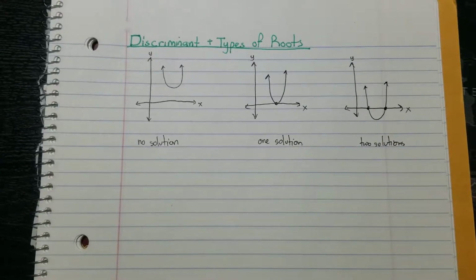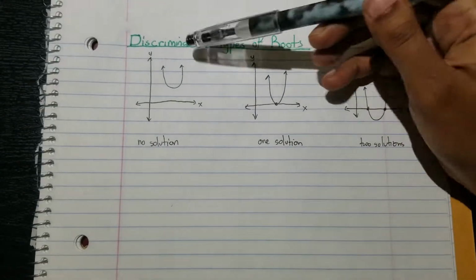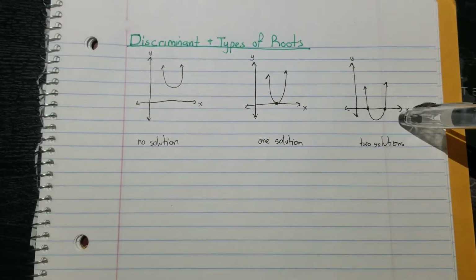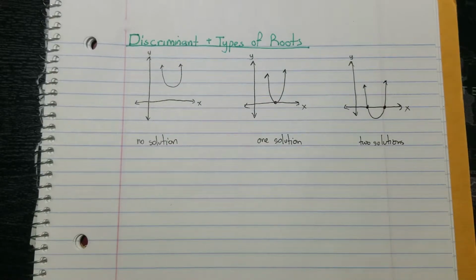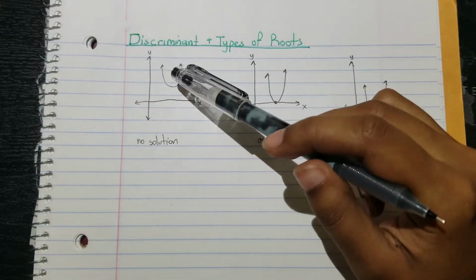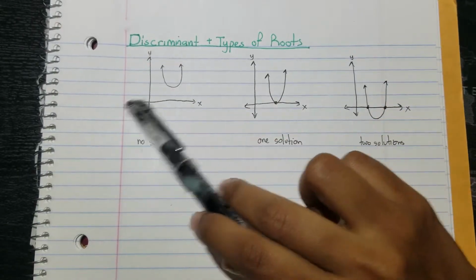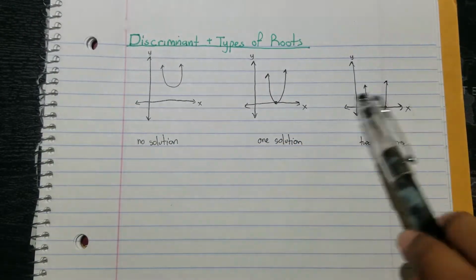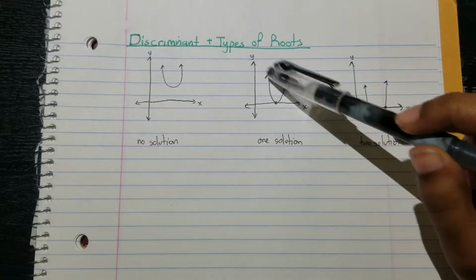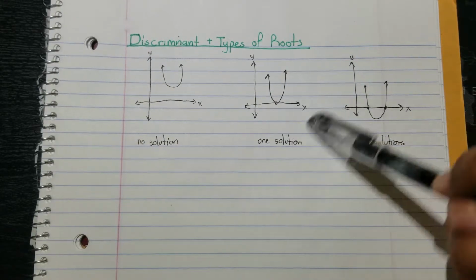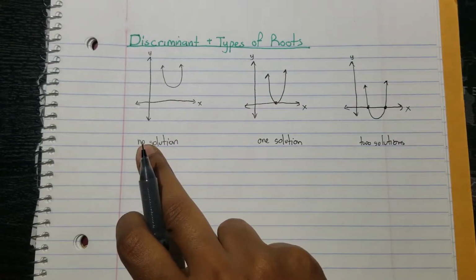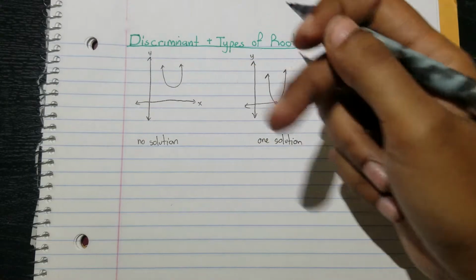Hey everyone, so today we're going to go over the discriminant and the types of roots that we get when we're dealing with quadratic equations or expressions. From a basic understanding, we know that a parabola, the graph of a quadratic equation, can either intersect the x-axis, like right here, giving you two solutions. It can intersect the x-axis once, like in this example, giving you one solution, or it doesn't even touch the x-axis at all, giving you no solutions.